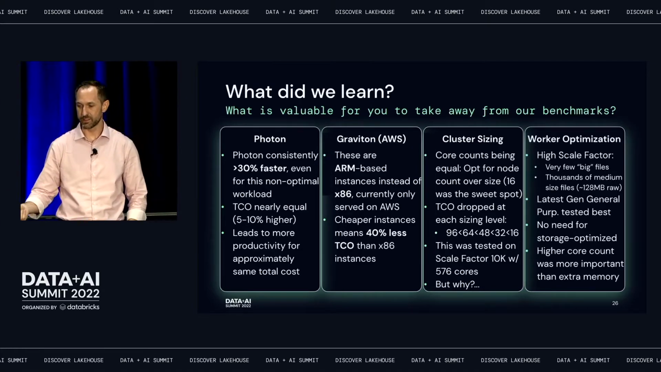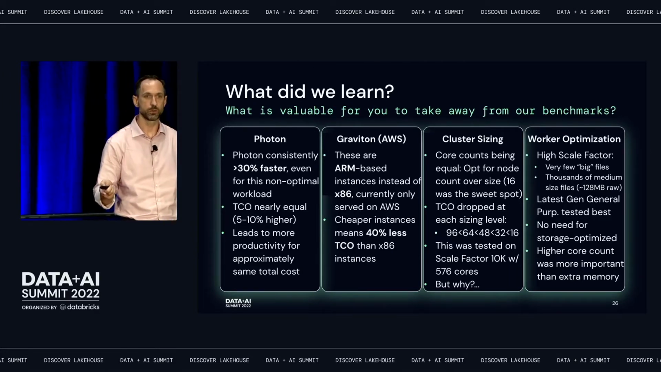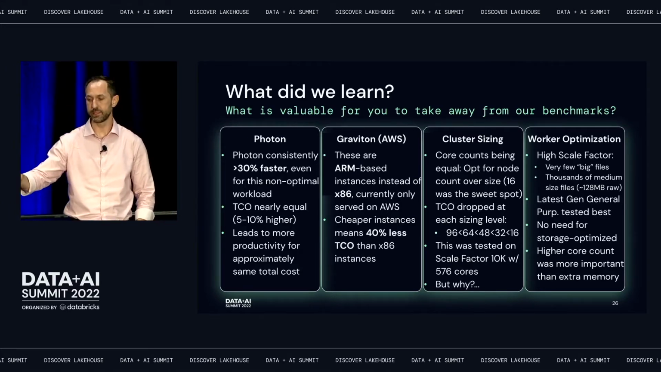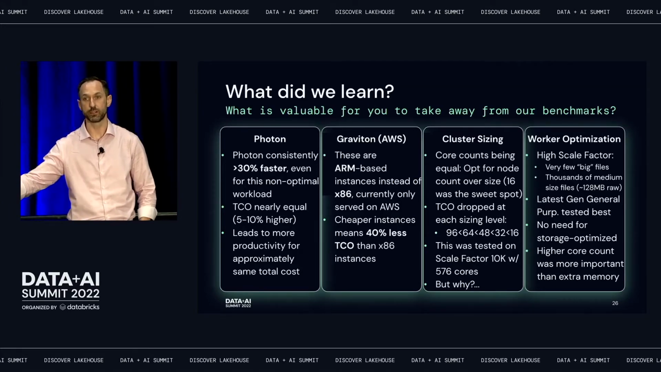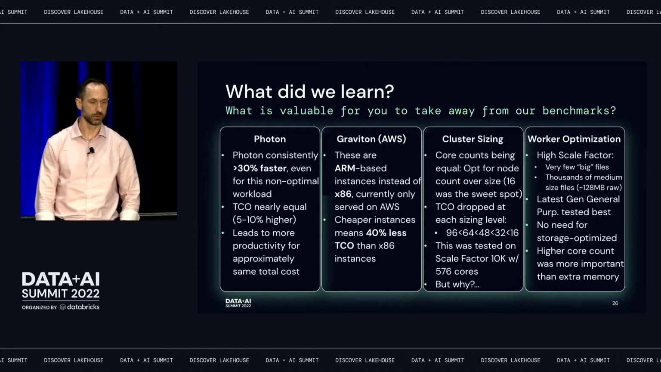Also, high scale factor. If you look at the high scale factor, what's the optimal worker type? In this case, the general purpose ones were better than the memory optimized ones. It's probably because we have very few big files. We have a whole lot of 128 megabyte files, which does not force us to need a memory optimized one.